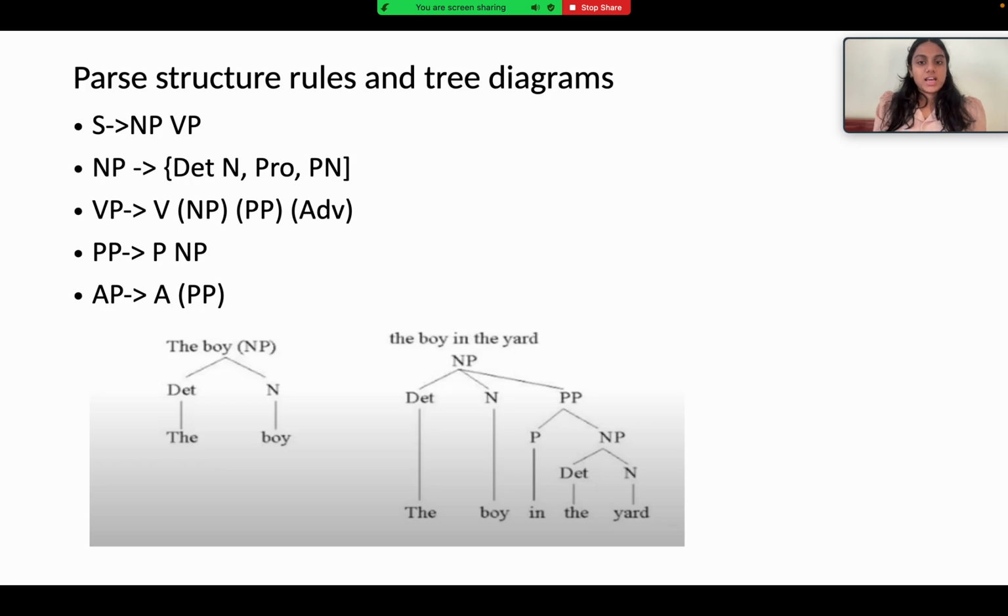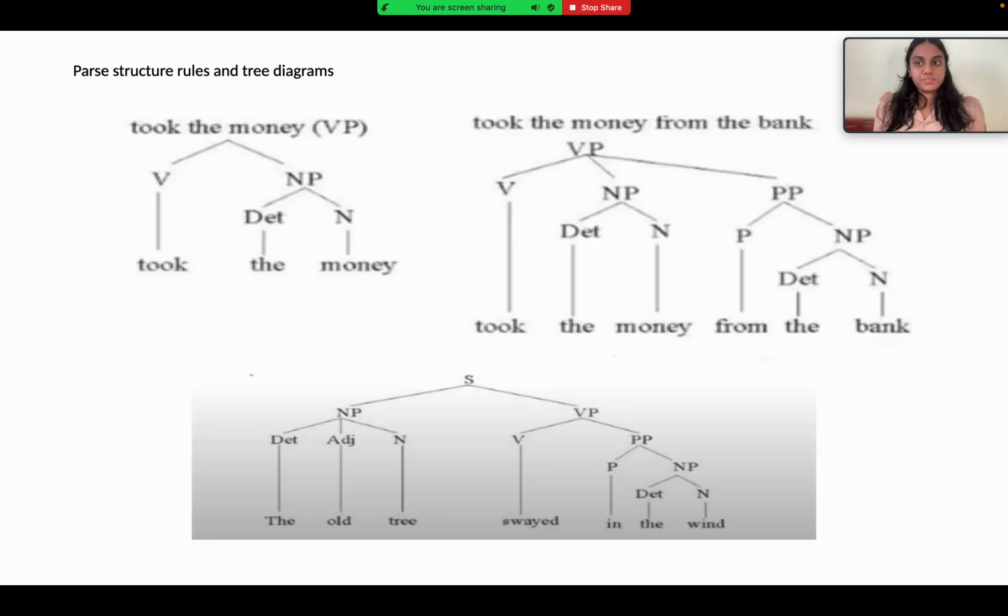Next is the boy in the yard. The whole sentence is a noun phrase. It is split into determinant, noun, and prepositional phrase. The here is determinant, boy is noun. In here is preposition. Again, prepositional phrase is divided into preposition and noun phrase. And the noun phrase is again divided into determinant and noun. The here is determinant and yard here is noun.